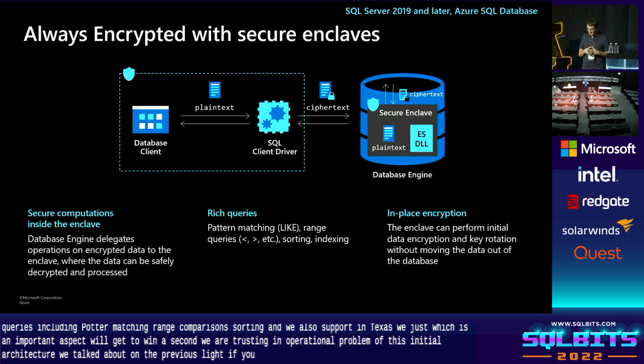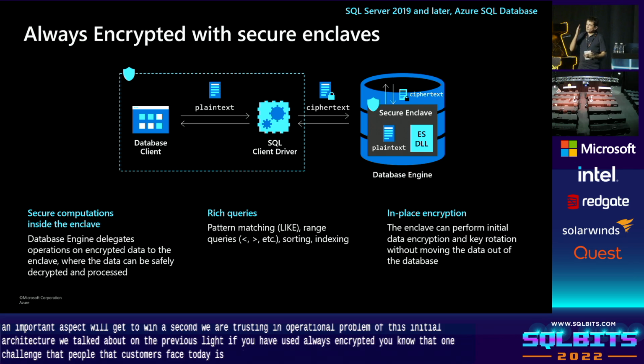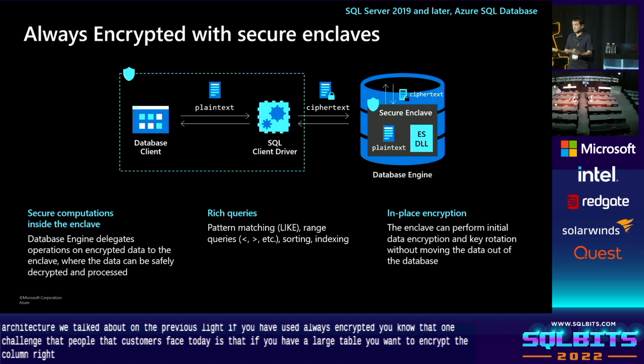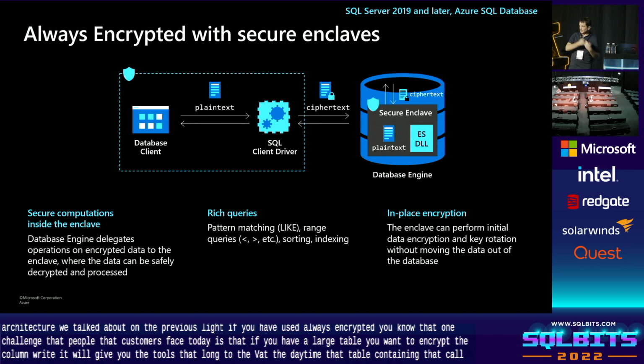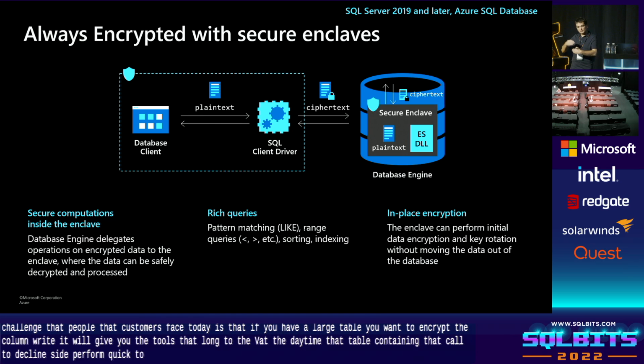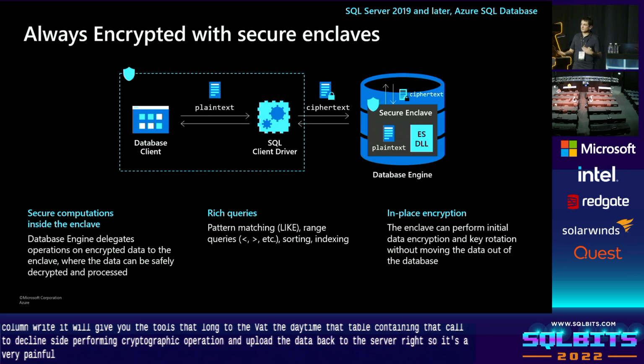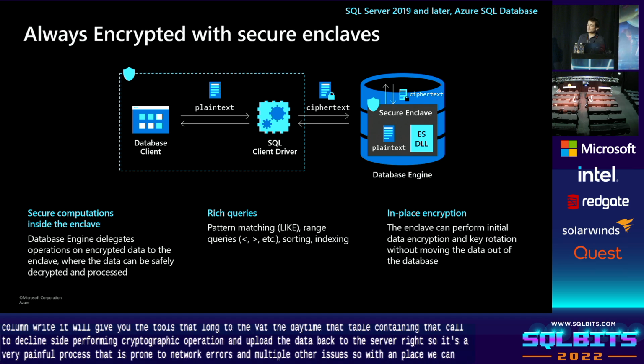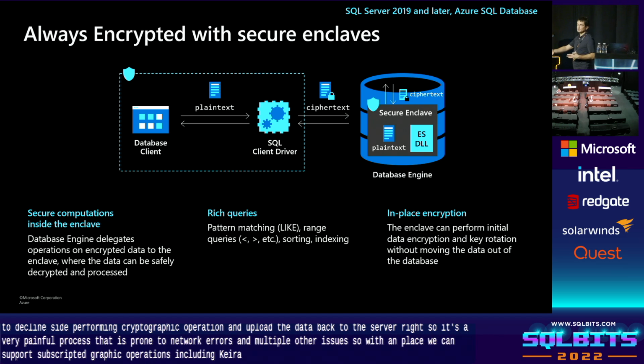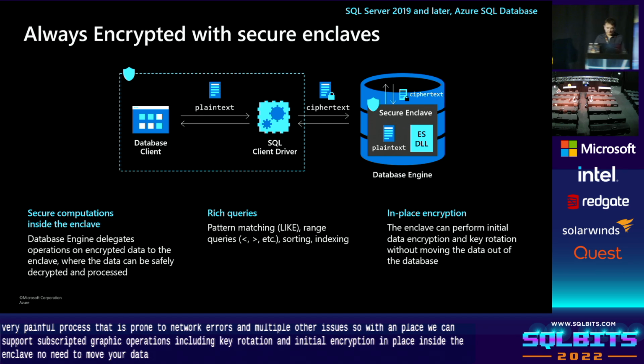If you have used Always Encrypted, you know that one challenge customers face today is that if you have a large table and you want to encrypt a column, we give you the tools that load the data in that table containing that column to the client side, perform the cryptographic operation, and upload the data back to the server, right? So it's a very painful process that is prone to network errors and multiple other issues. So with enclaves, we can support such cryptographic operations, including key rotation and initial encryption, in place inside the enclave. No need to move your data outside of the database, right?